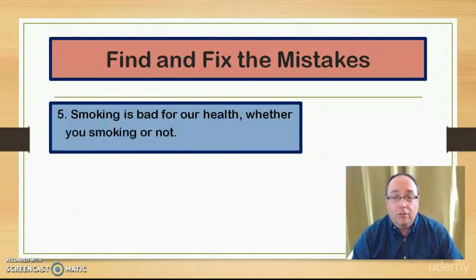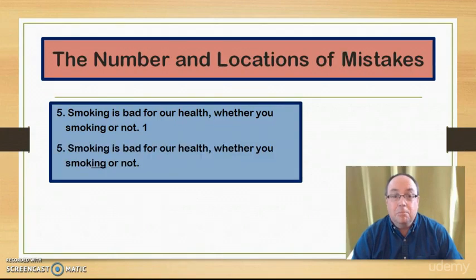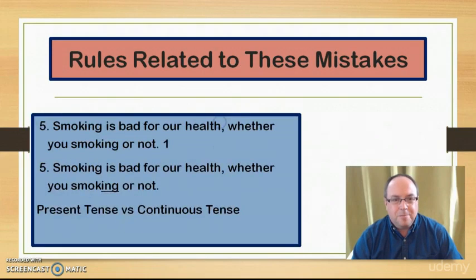Smoking is bad for our health, whether you're smoking or not. So this sentence is a little longer. How many mistakes are in it? There's just one. All right? And where's the location? Right there in smoking, the second smoking. All right? So what grammar rules were broken?